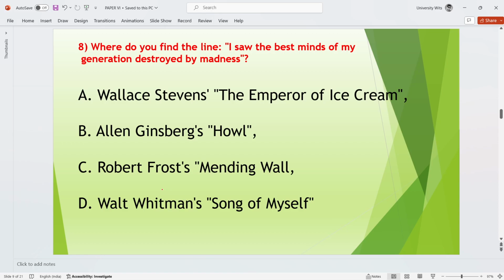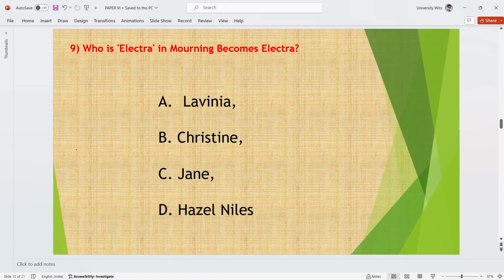Okay. So the right option is what? The right option is Howl. Okay, Allen Ginsberg, Howl. So let's talk about the next question. Who is Electra in Mourning Becomes Electra?